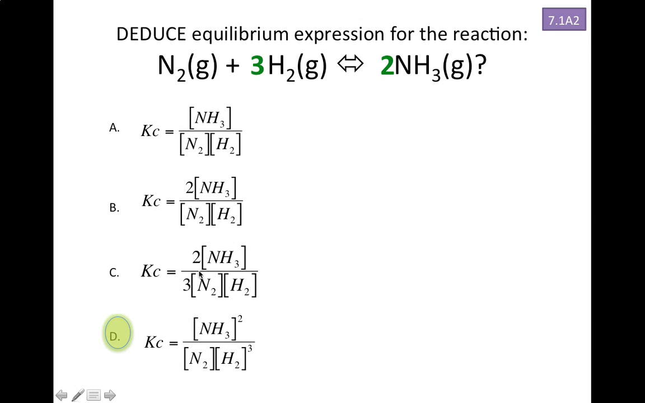The other ones that I want to point out are B and C. We never just multiply by some whole number. It's always going to be the concentrations raised to the power, not multiplied by that value.